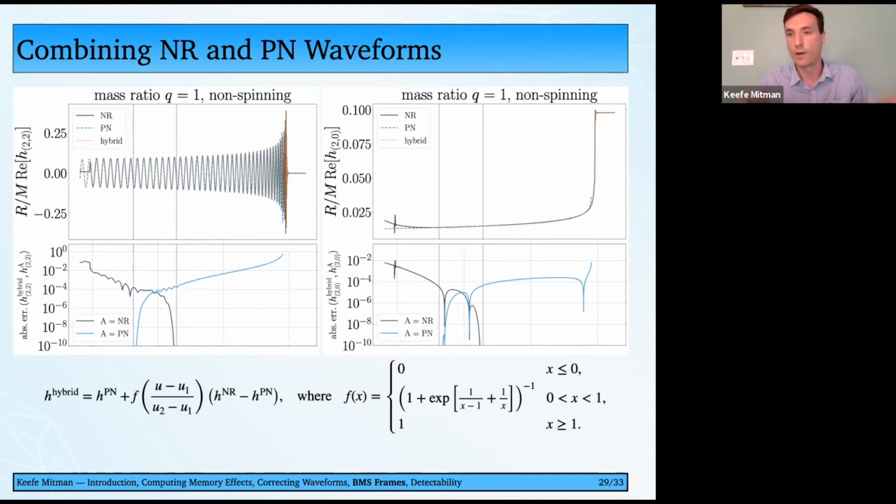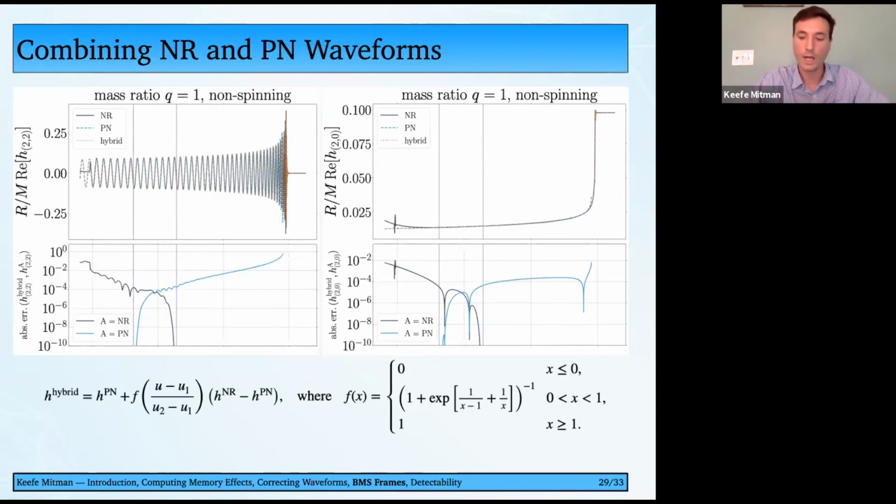But what you notice is after we've done this BMS frame alignment, the NR waveform pretty much perfectly agrees with the PN waveform. So even though there's this ambiguity of picking initial data on the first null hypersurface, we can pretty much just resolve that by post-processing our waveforms to place them in a desired BMS frame.